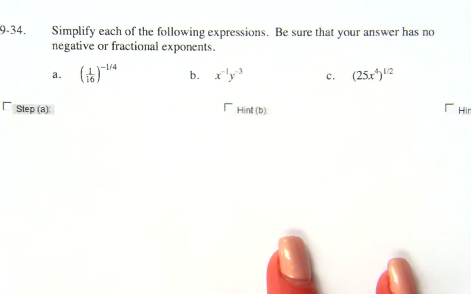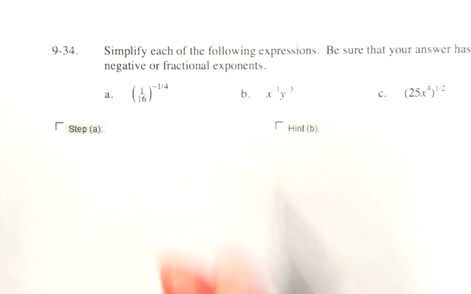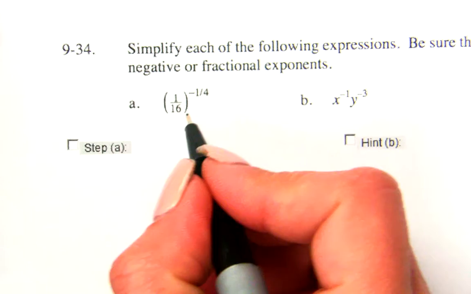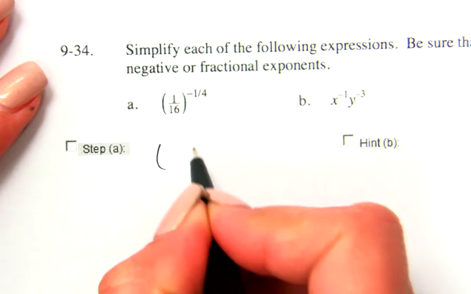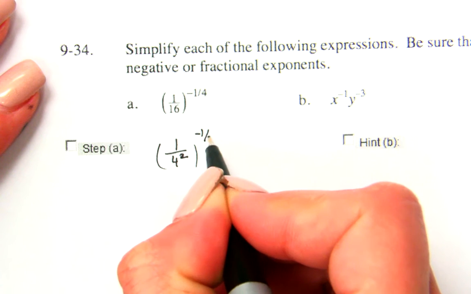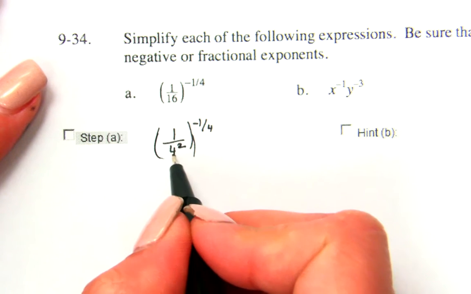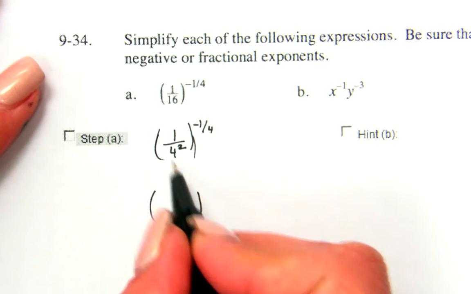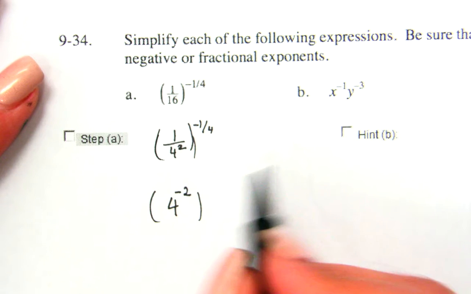Number 34. Simplify each of the expressions. Be sure your answer has no negative or fractional exponents. Okay, let's take the first one. We're going to take these one at a time. 1 over 16, as far as I know, is the same as 1 over 4 squared. 4 squared is 16. Well, if it ended up on the bottom, that means it must have been to the negative 2 power. 4 to the -2 is the same as 1 over 4 squared.